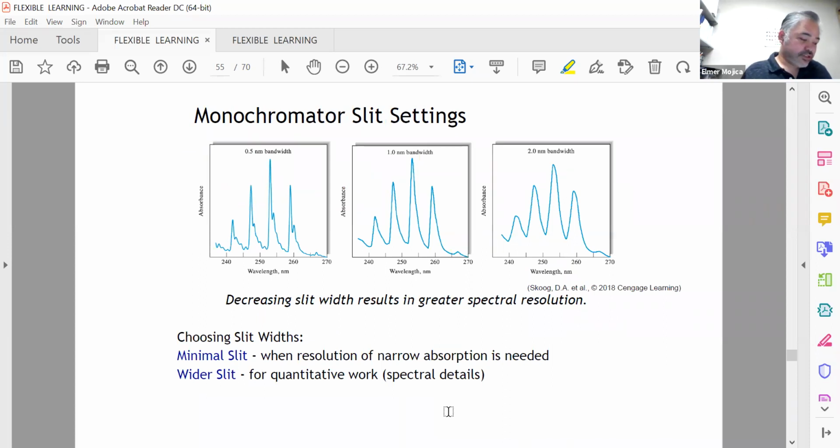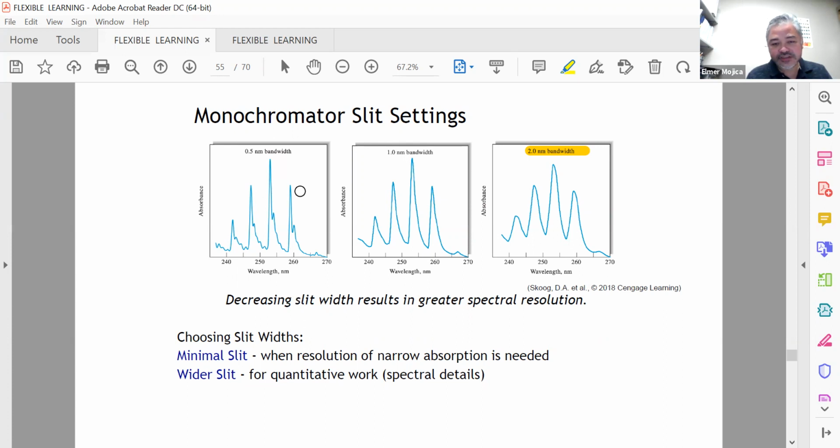Now, if you're going to look at the monochromator slit settings, usually when you decrease the slit width, it results in a greater spectral resolution. So if you look at the difference, with a 2 nanometer bandwidth, all you see is just one peak. But if you narrow or decrease the slit width, what do you see? You have a sharper peak.